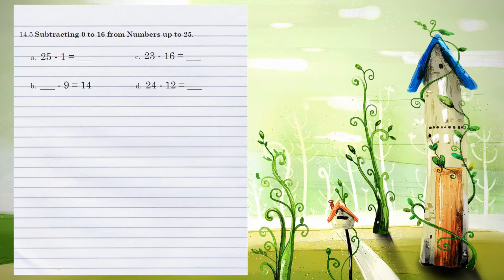Unit 14.5, subtracting 0 to 16 from numbers up to 25. Example A, 25 minus 1. If we take 1 away from 5, we're going to end off with 24.